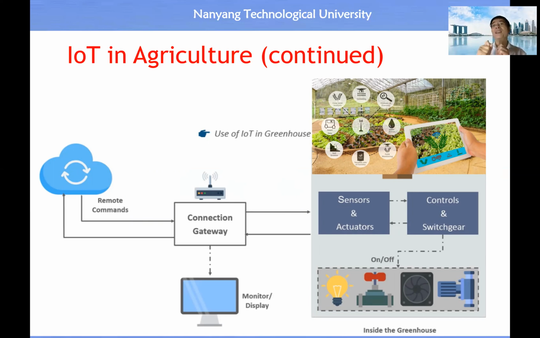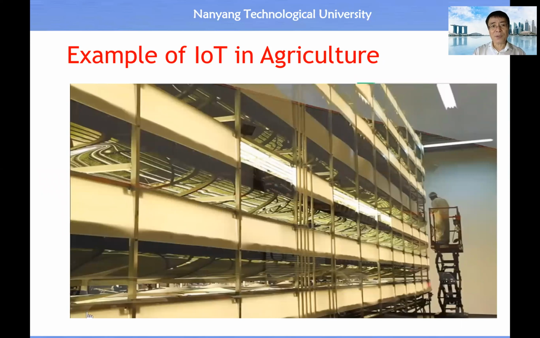So therefore, remote access, remote control is very important, right? Because of the space constraint, right? So this is a typical example of deploying a distributed system, which includes sensor and actuator, right? And even for vertical farming, this is a typical example.